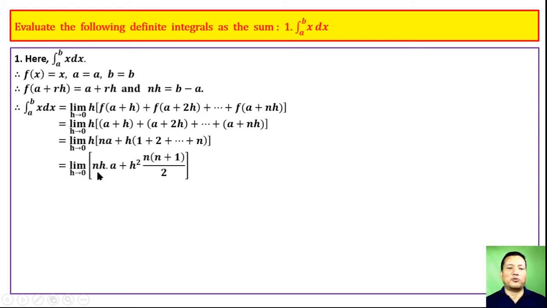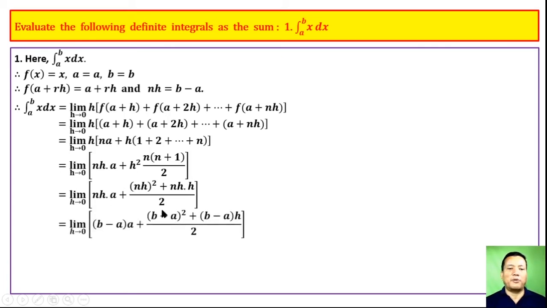Taking h common, it is n h, and h into h is h square. This is the sum of the first n natural numbers, whose value is n times n plus 1 by 2. Take the expression in terms of n h, n h, and the constant b minus a.